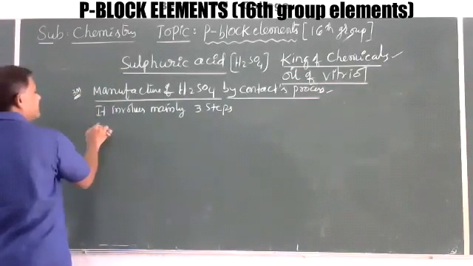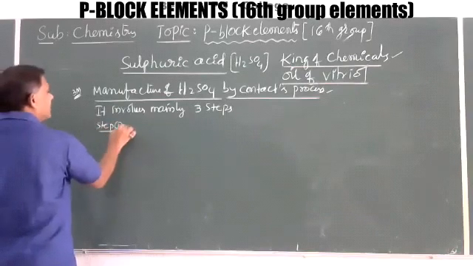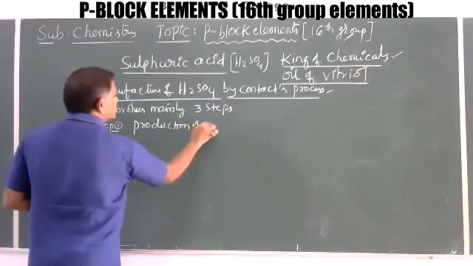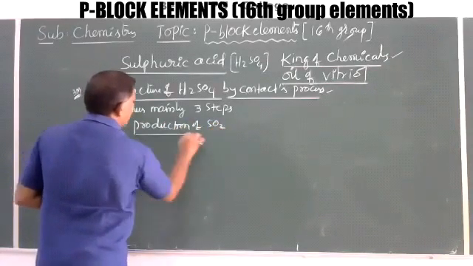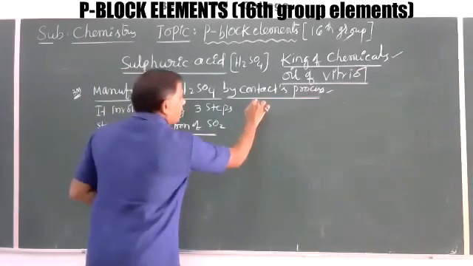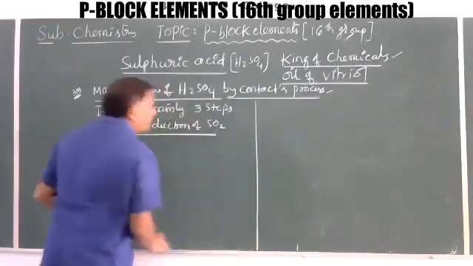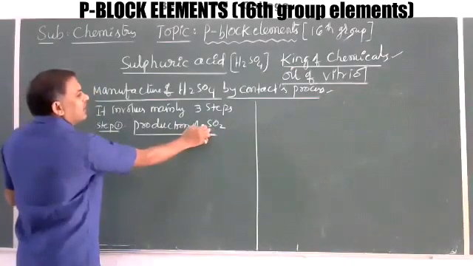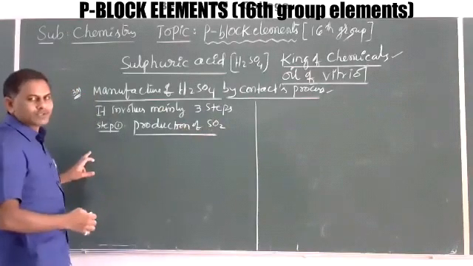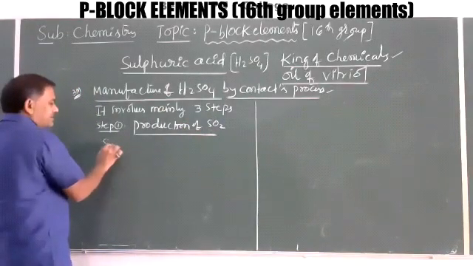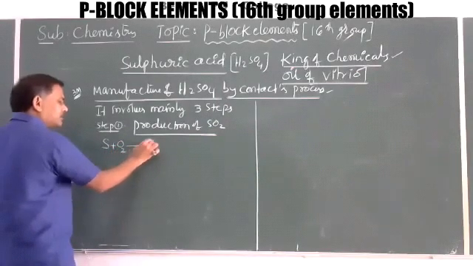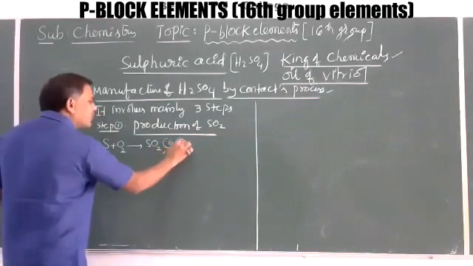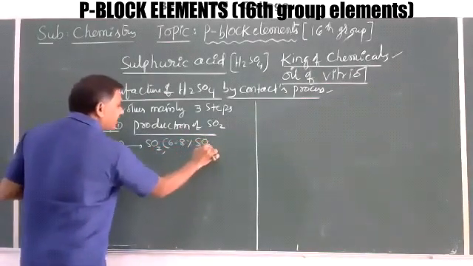Here the first step, step 1, is the production of SO2 gas, sulfur dioxide gas. After production, the obtained sulfur dioxide gas is not pure, it is impure, and it is purified by a series of chambers. Here the direct complete combustion of sulfur gives sulfur dioxide gas. A trace amount of 6 to 8% sulfur trioxide is also present.